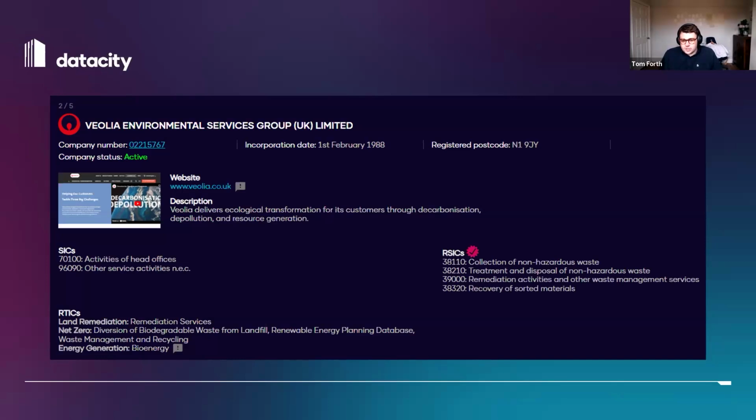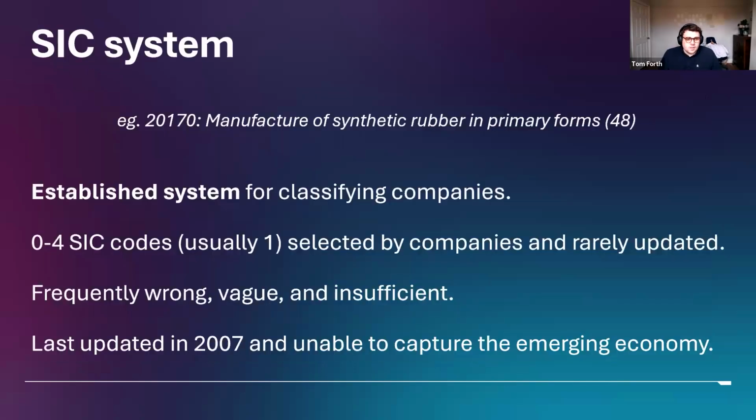That's collection of non-hazardous waste. We know that's right. Treatment and disposal of non-hazardous waste, remediation activities and other waste management services, and recovery of sorted materials. All those 4 things are exactly what Veolia does. They have the SIC codes there. The RSIC codes are exactly the same as SIC codes. They're a drop-in replacement for any service that you already have that runs with SIC codes.